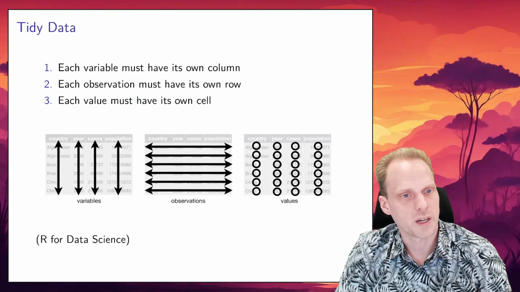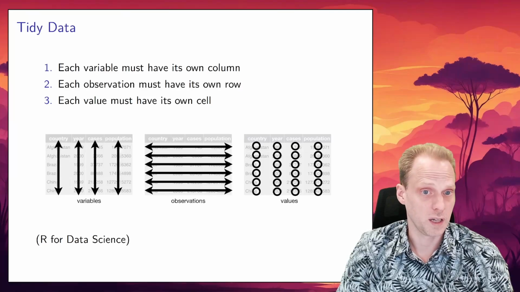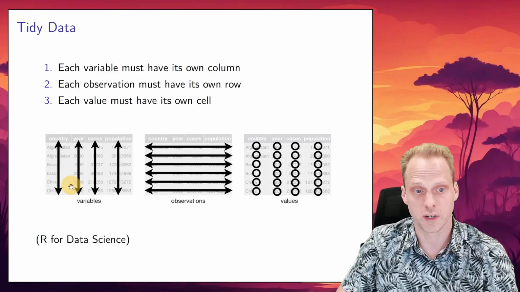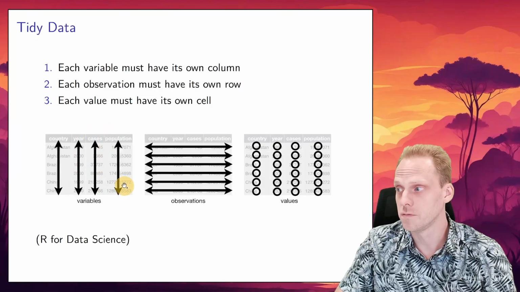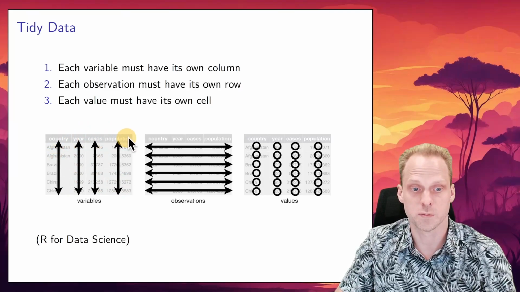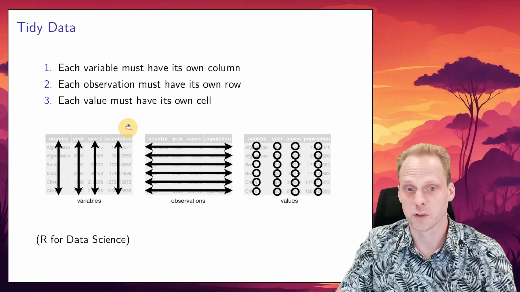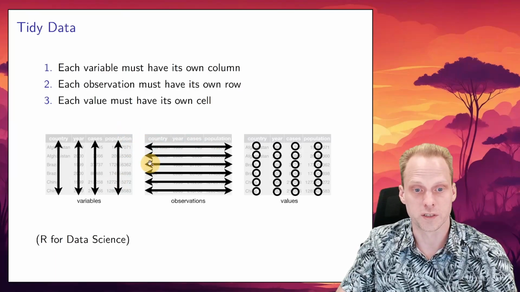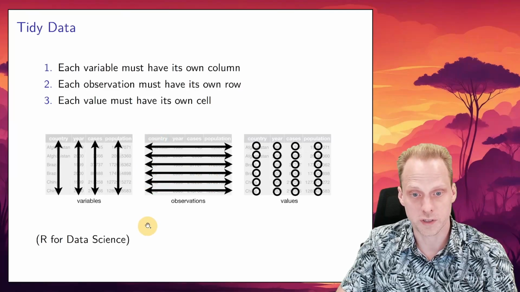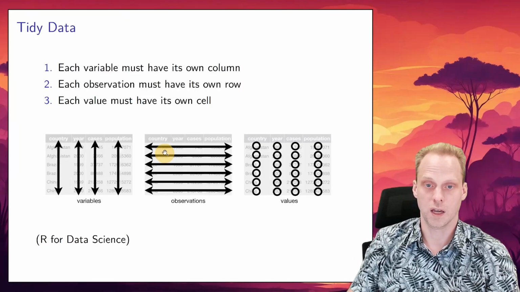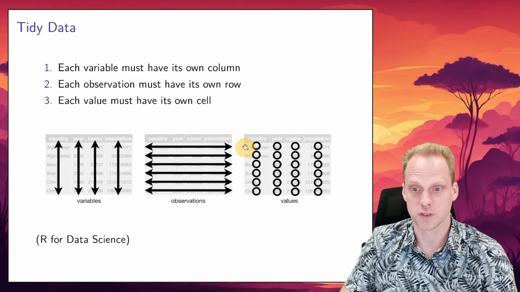Now, the way the book defines tidy data is that each variable must have its own column. So here we have a data set, and each variable here has a column. And in this case, country, year, cases, population. Each observation must have its own row. In this case, observations are countries by years, actually. And that's an interesting thing already. And each value must have its own cell. So each value should appear in one particular cell.